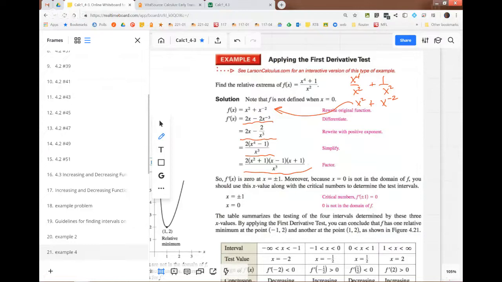Now, when is that equal to 0? Because we have to find critical points. Only when the numerator is 0, correct? When a fraction is equal to 0, it's only when the numerator is. So on the top, when is 2 equal to 0? Never. When is x squared plus 1 equal to 0?